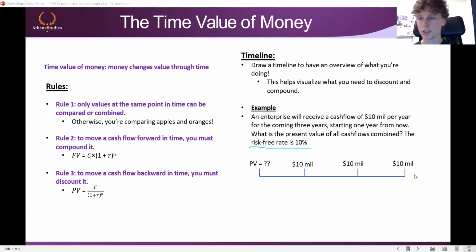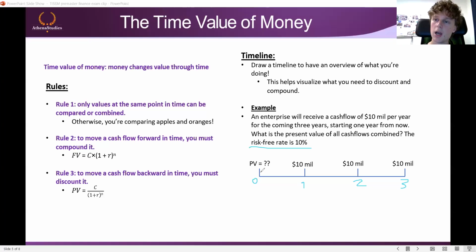Now with this, we have all the information we need to get the present value of all of these cash flows combined. But before we even start on that, first we make an overview, our timeline. So what this question is asking here is what is the present value at time 0 of all of the cash flows combined? Now time 0 is right here. We call this a beginning part where the present value is located. We call that time 0. And this is then time 1, time 2, and time 3.